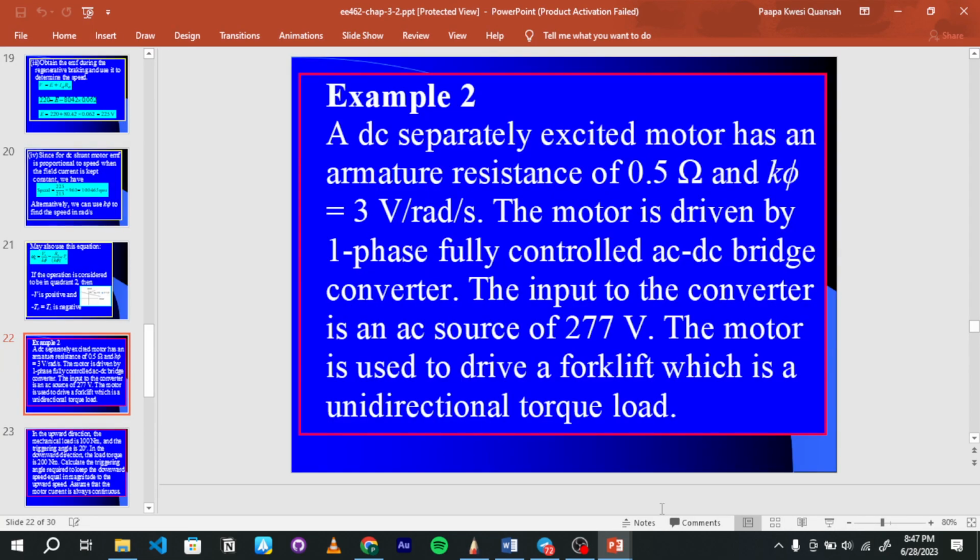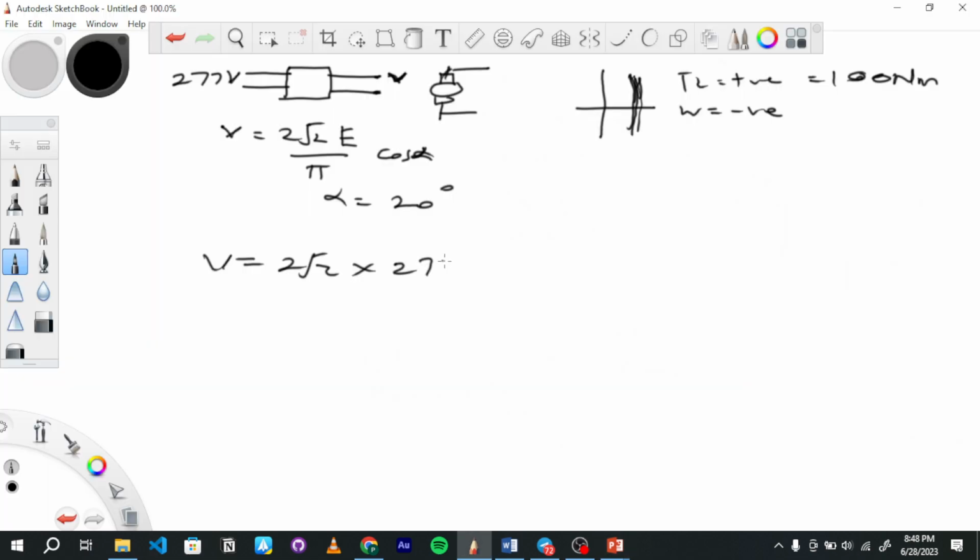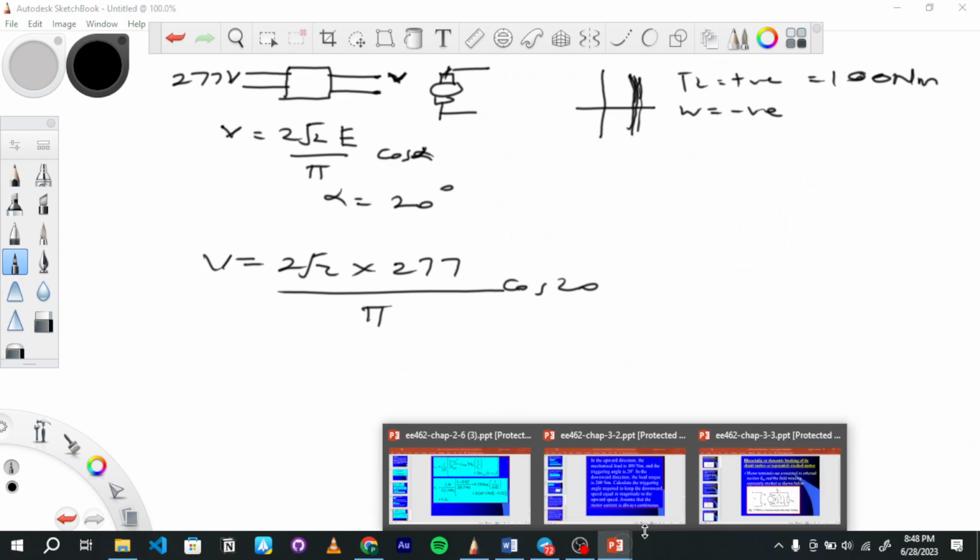In the upward direction, the mechanical torque is 100 newton meter. And the triggering angle is 20 degrees. So they're giving us the alpha. This alpha is called the triggering angle. So alpha is 20 degrees. So straight away, I can find the V at the output that drives the motor. V is equal to 2√2 times E, E is 277, over pi times cos 20. That gives my V.